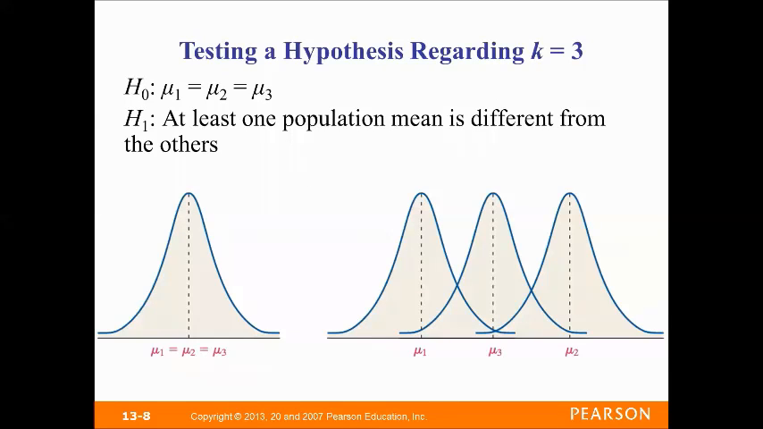Here's kind of a picture of what we're trying to do. Our null hypothesis is that the multiple means that we have are all the same mean. That would be this first picture, where the means of all three populations are equal to each other, so I get the same distribution. The alternative is that at least one mean is different from the others, which means I could have a number of different distributions. They all have the same shape, but they're not necessarily centered at the same point.